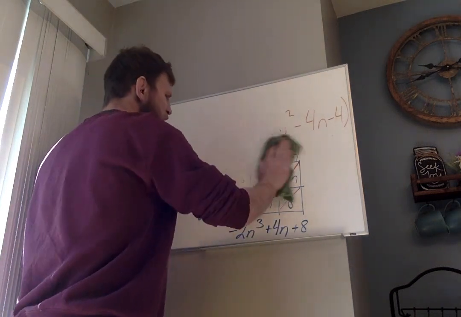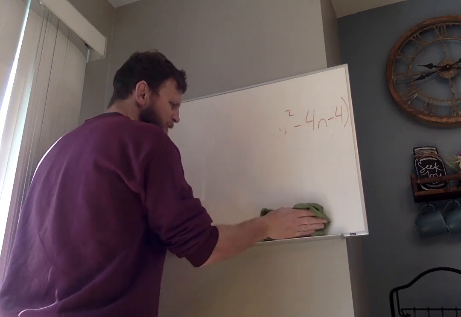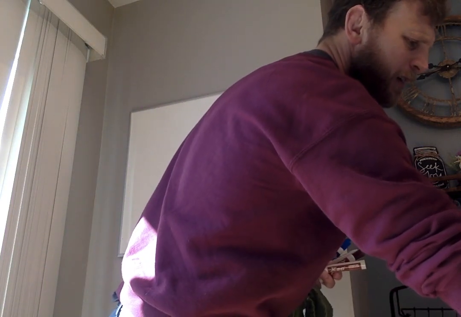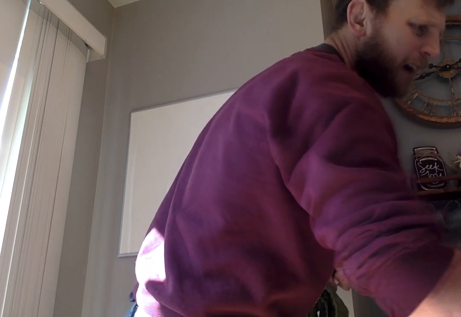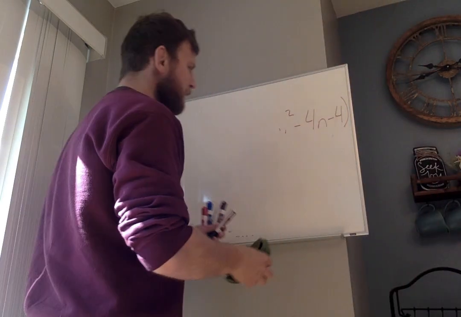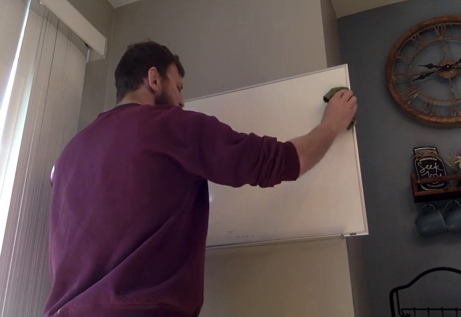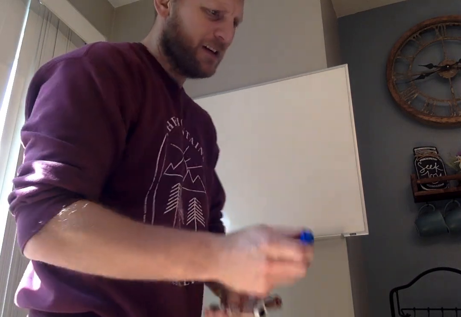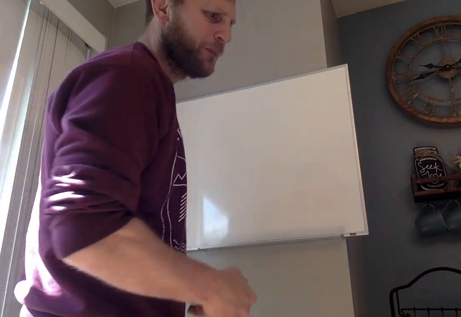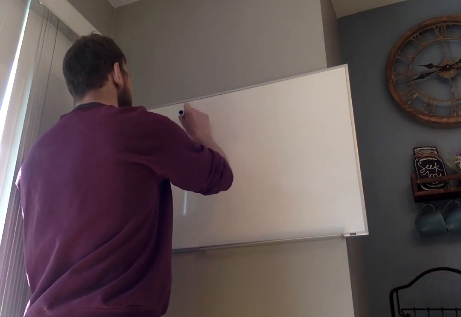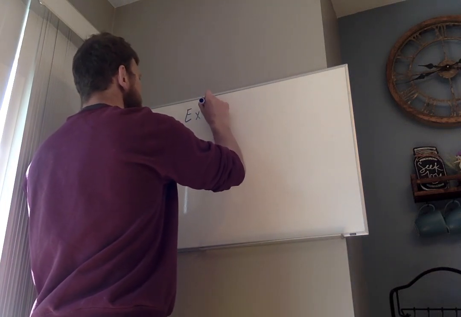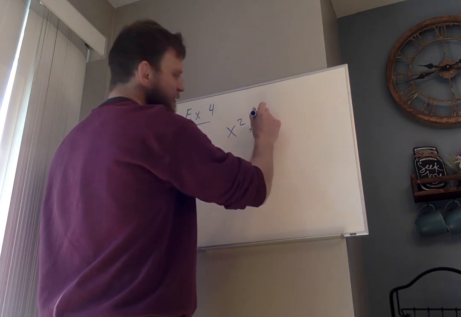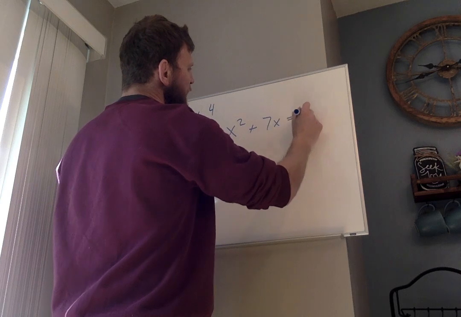So let's do, I believe we're still in 7.5. Yep, 7.5, and we're gonna hop to example 4 because that's where I left off. So let's get started with that. Example 4 says we have x squared plus 7x equals 18.